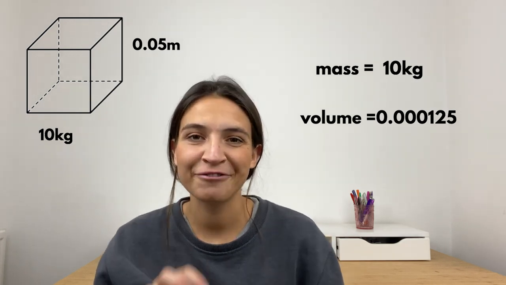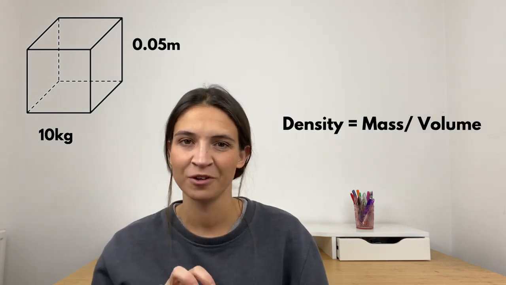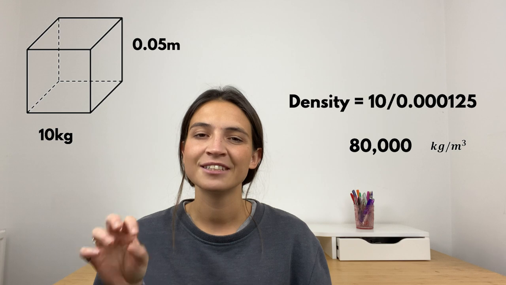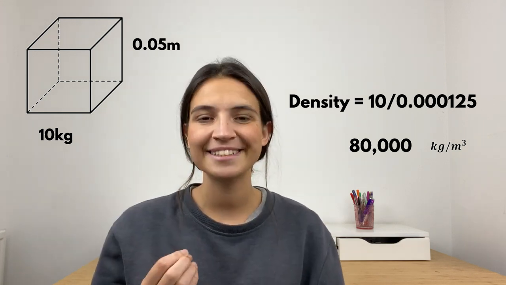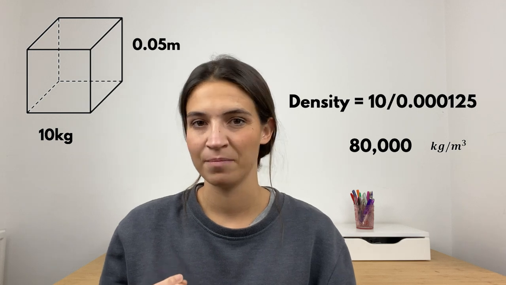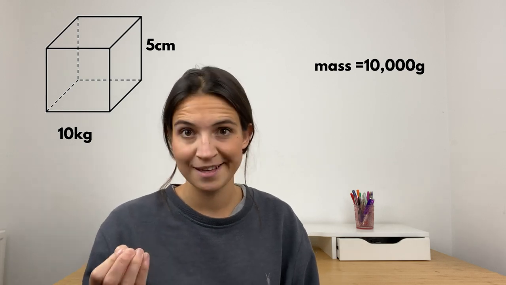Okay, so finally I've got my density is equal to mass divided by volume. So we've got 10 divided by 1.25 times 10 to the minus 4, which is 80,000 kilograms per metre cubed. Okay, now I'm going to take the same cube, but this time I want the density in grams per centimetre cubed. So this time I need to convert the mass, 10 kilograms, into grams. So I've got 10 times 1,000 equals 10,000 grams.